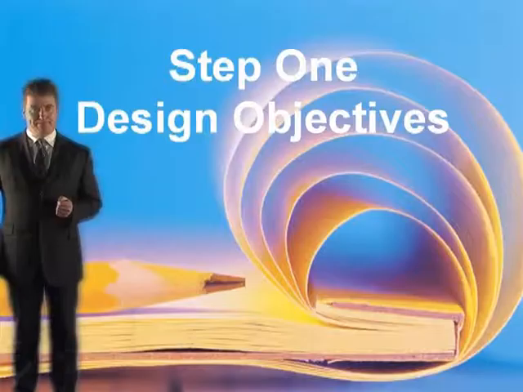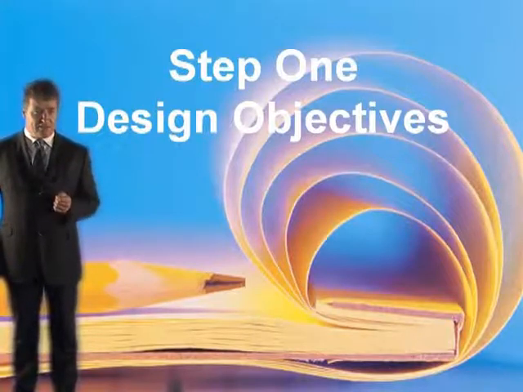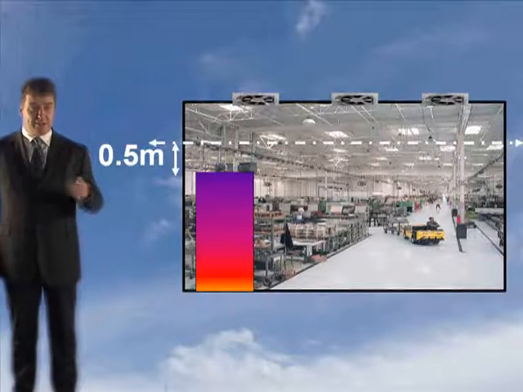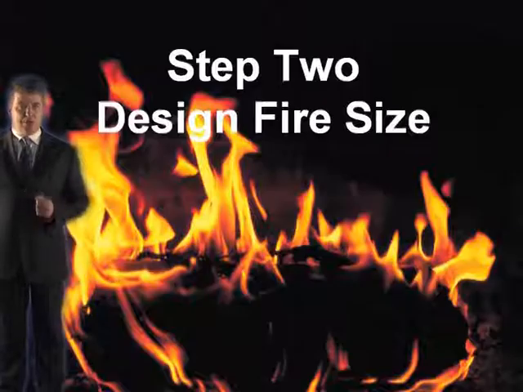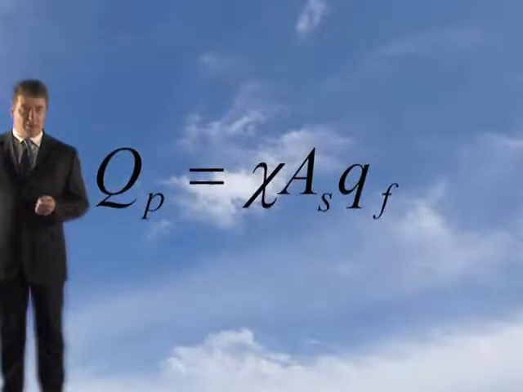Let's go through this exercise then using the 11-step guide. Step 1 was the design objectives, and this was specified as property protection. They want to ensure that the smoke layer is maintained at least 0.5 metres above the stock. Step 2, we needed to determine the design fire size to be adopted using this formula here.